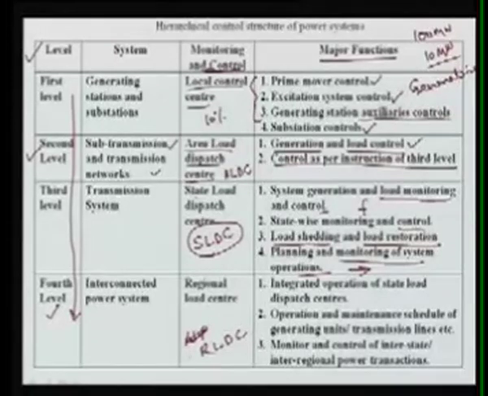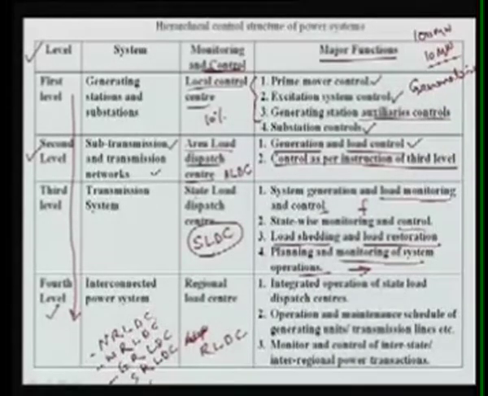So we have several RLDCs, depending on the region. We have the NR LDC, that is the Northern Region Load Dispatch Center. We have the Western Region Load Dispatch Center. We have the Eastern Region Load Dispatch Center. We have the Southern Region Load Dispatch Center, and we have another one, the North Eastern Regional Load Dispatch Center. So we have the various regional level load dispatch centers.